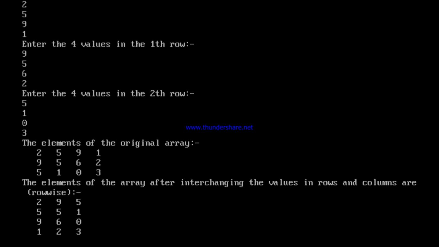Changed to your 0th row. 295 is now a row. Or in the other way you can look at it. 2591 was the 0th row. Now it has become the 0th column, 2591. 9562 was your 1th row. Now 9562 is your 1th column. 5103 was your 2th row. Now 5103 is your 2th column.